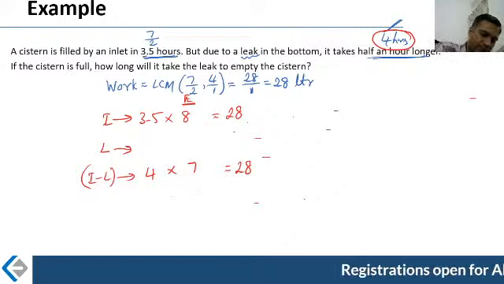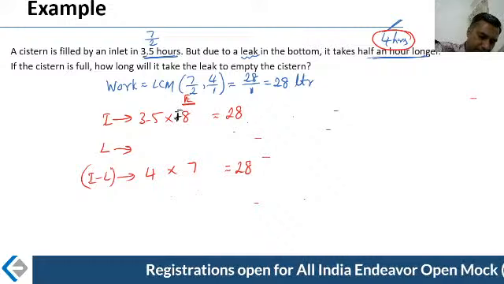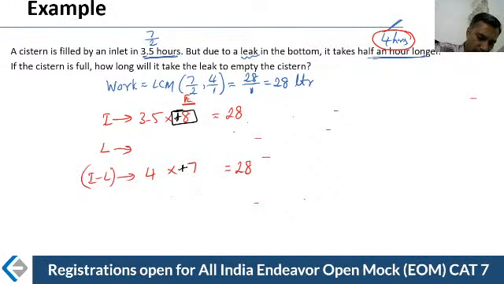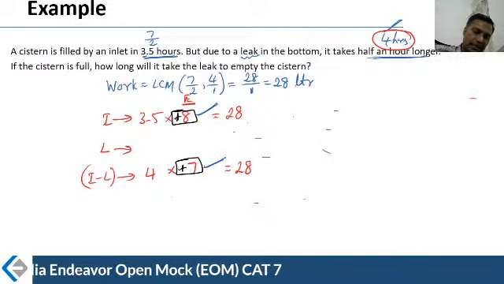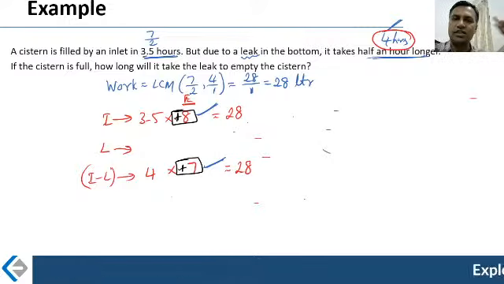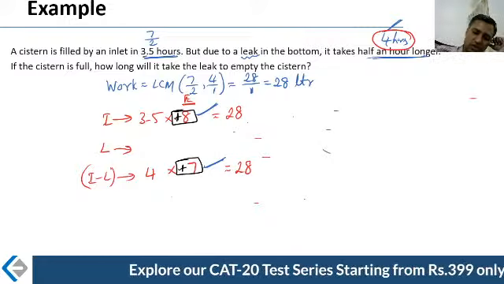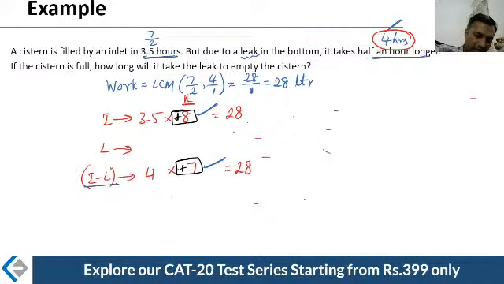What is important to me? This is important. This is a plus 8, and this is a plus 7. There is no minus here. Now look at this. The inlet was contributing 8 liters, but the net effect is 7 liters, which means 1 liter is lost in this process, because it's the inlet and leak put together.